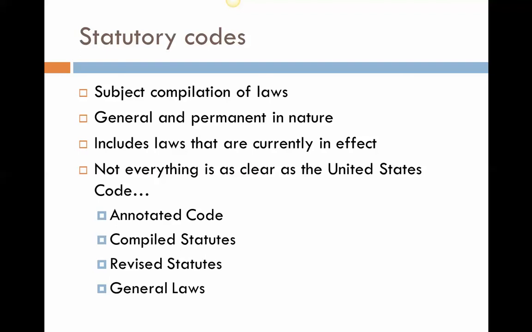Beware that depending on jurisdictions, a statutory code could go by a variety of names. Some jurisdictions call them annotated codes, some say compiled statutes, some have revised statutes. Here in Massachusetts, ours are called the General Laws of Massachusetts. So it's not always particularly clear what the name will be for a jurisdiction, and that's where the Blue Book again can help you out.